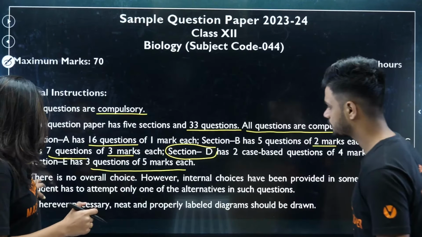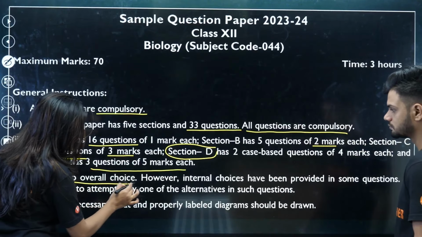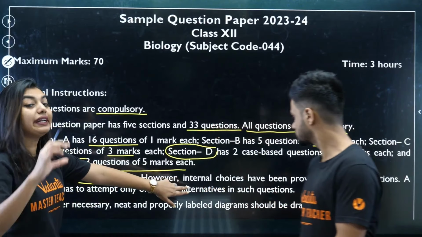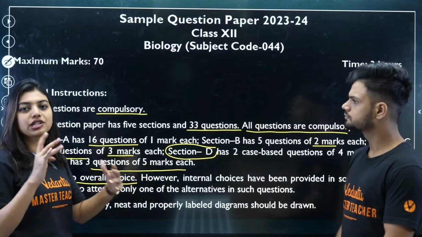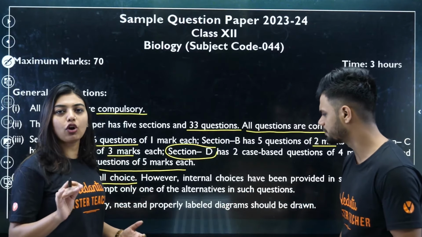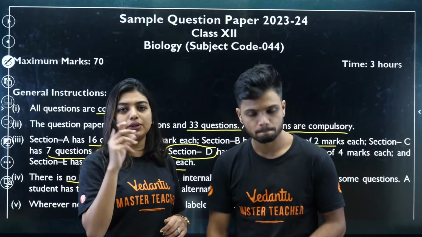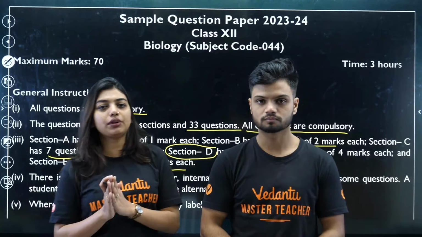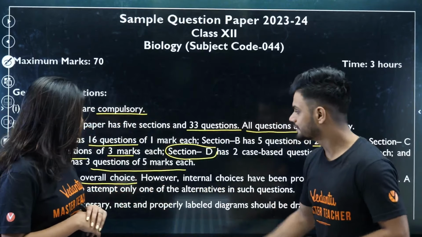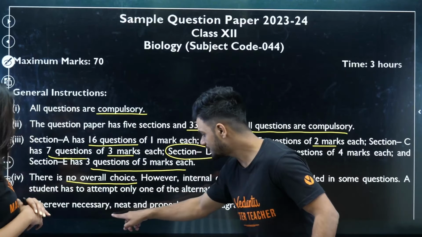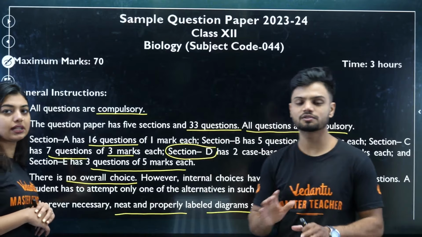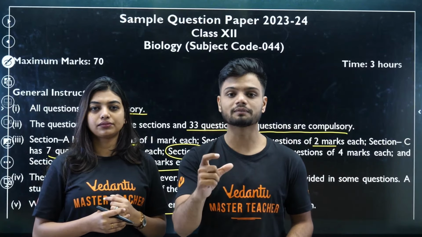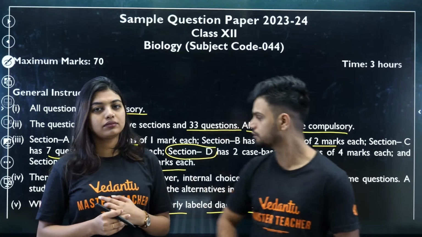Students, understand there are no overall choices. You cannot skip a part or a section. But you have internal choices. That means between two questions, an option will always be there. But you are requested to take one of the options. You cannot write both, it will not be checked. Last point here is, whenever necessary, draw a neat and labeled proper diagram. This is not your NEET examination where you can just tick or circle. You have to write descriptively and also draw the diagrams, especially for the 5 marks here.